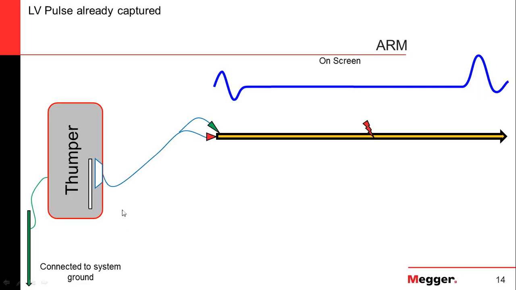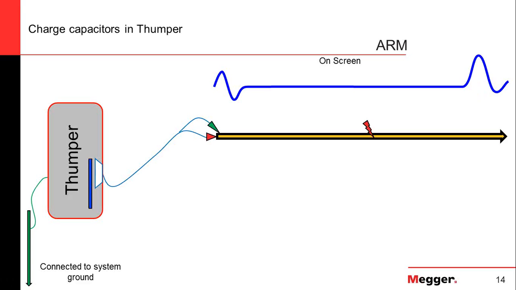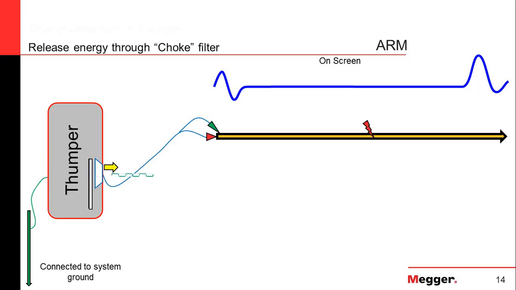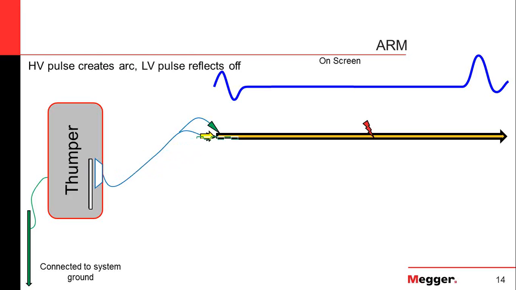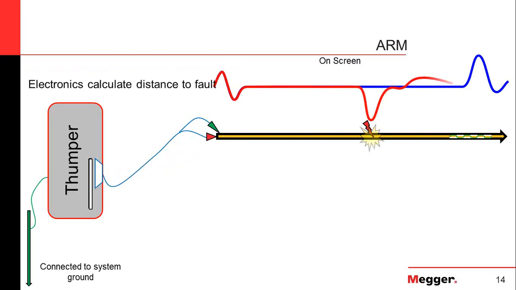Now with our thumper, we'll charge up a capacitor. We'll release a single shot, if you will. That energy is going to be released through a filter. That high voltage pulse is going to travel down and arc at the fault, and the radar signal is going to reflect back.